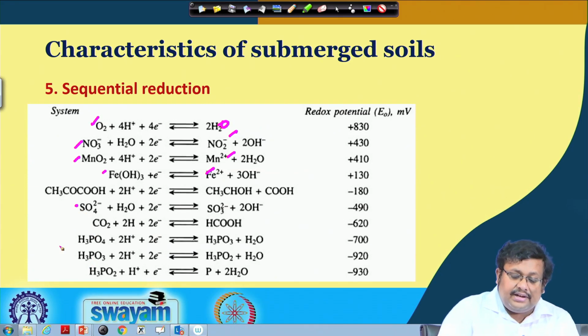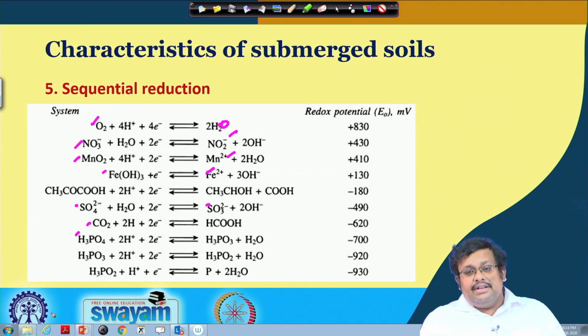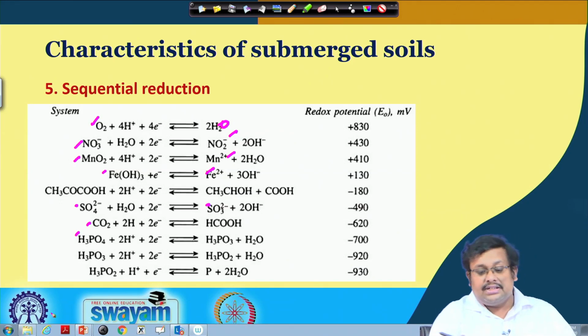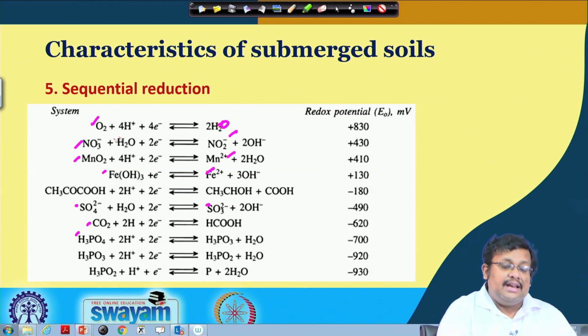You can see sulfate gets reduced to sulfide, and other compounds like carbon dioxide and phosphoric acids are getting reduced to their reduced counterparts. So, basically all these reduction reactions follow the decrease in their corresponding redox potential. You can see here in the case of oxygen, the redox potential is plus 830 millivolt. So, obviously that shows the high tendency of oxygen to get reduced to water.